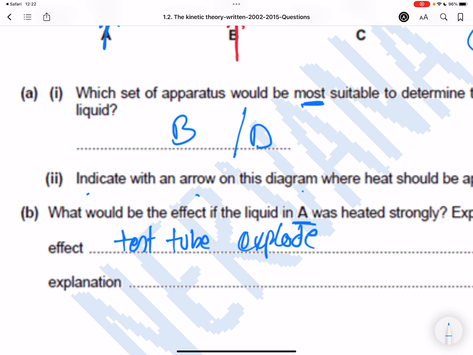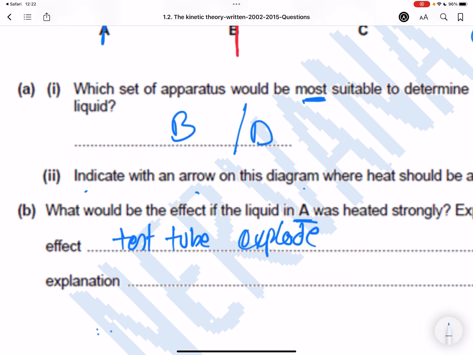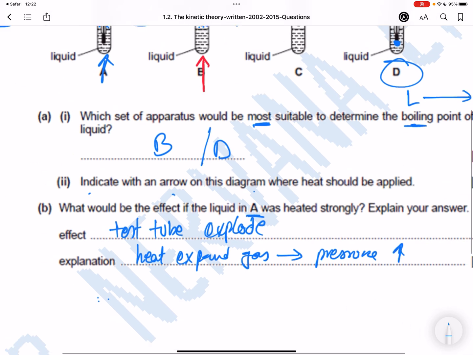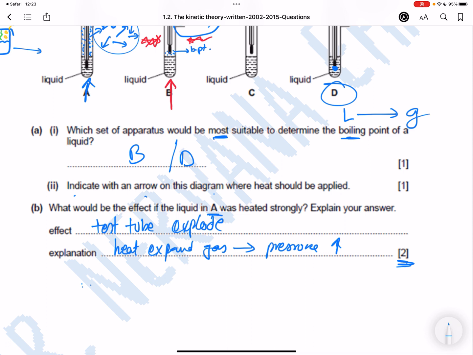Okay. But if you cannot think of the word fly off or pop out or something similar that the examiner will understand, you can just say the test tube will explode, which is totally possible. Explanation is that you're going to say that the heat expands the gas, and therefore pressure will increase. Now, this is only 1 mark, so you don't really have to explain how pressure increases. But if it was more than 1 mark, and if there were several lines, you can say that particles move faster, they collide more frequently with each other and with the wall, and therefore the pressure increases.